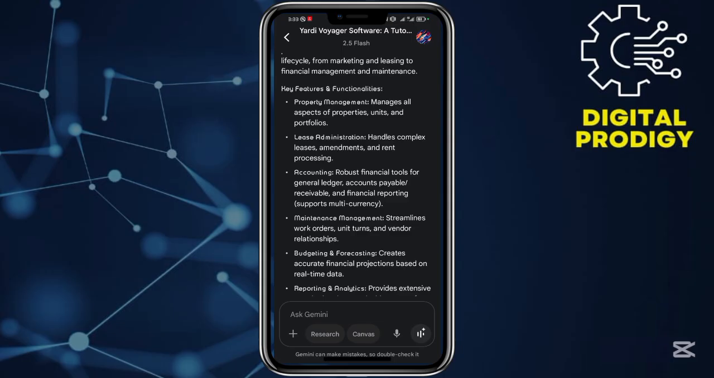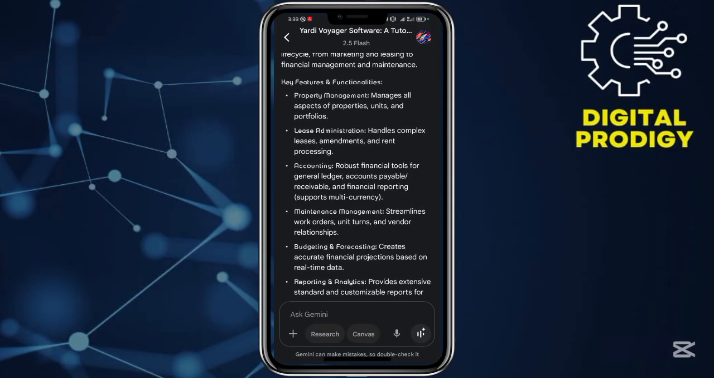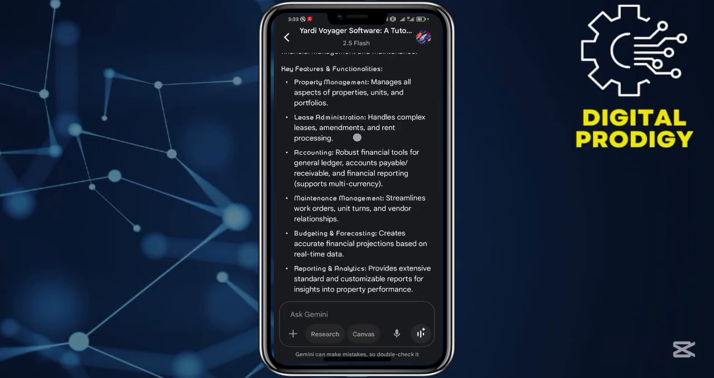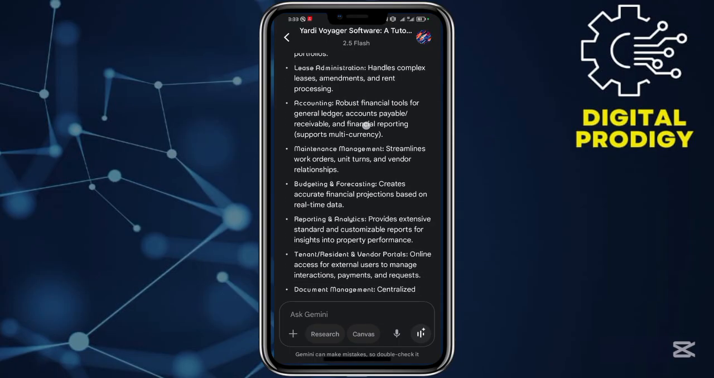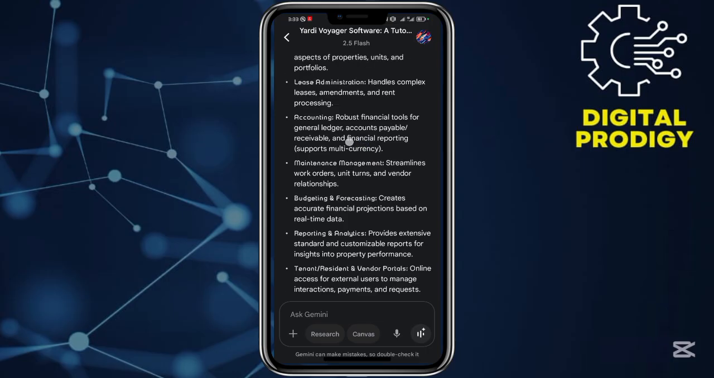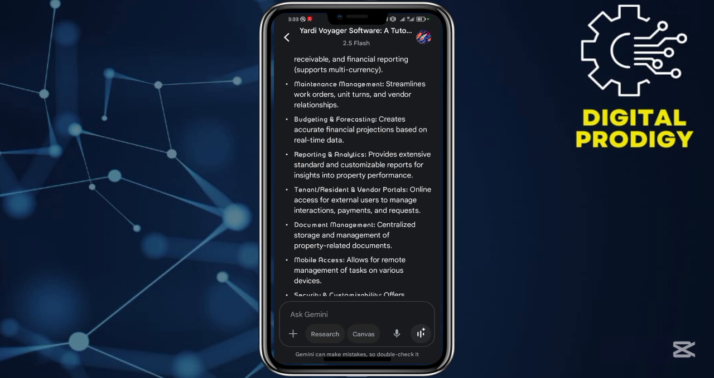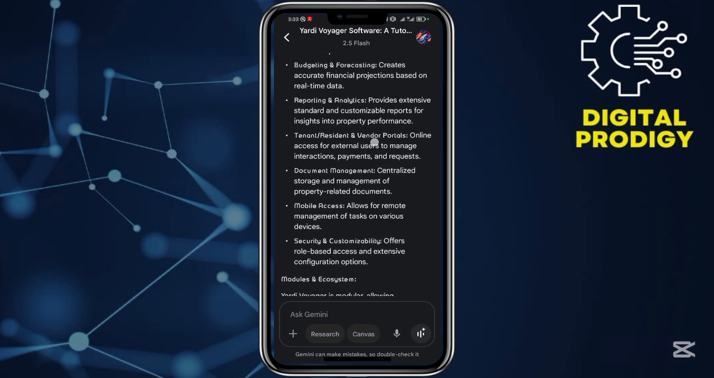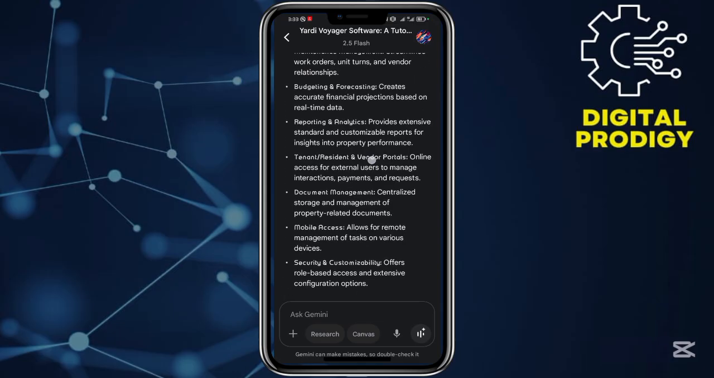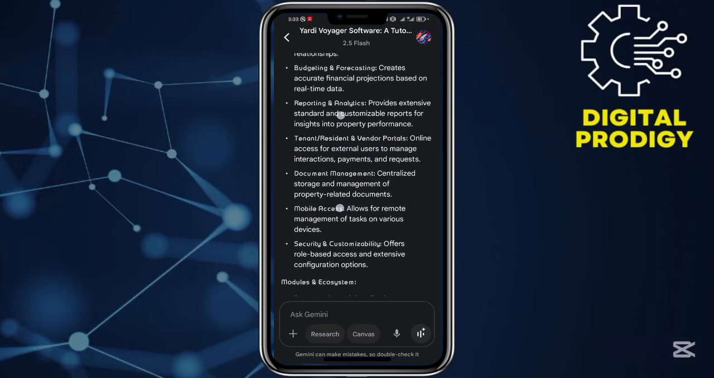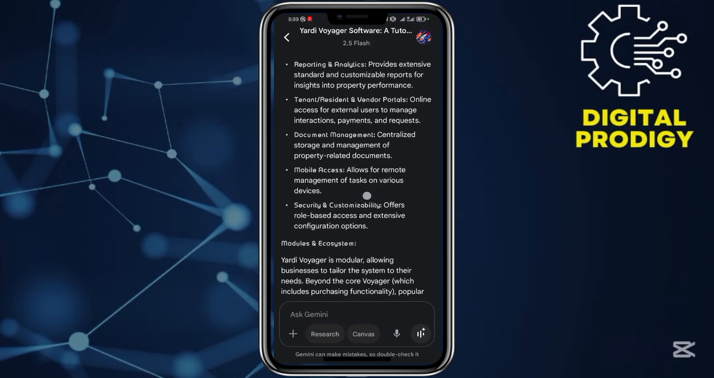We have lease administration. This handles complex leases. Of course, you know leases is for land, and also rent processing. And we also have accounting, a robust financial accounting tool for general ledgers and accounts payables, maintaining and streamlining work orders, reporting, analytics, and also tenants, residents for accessing external management and payment receipts. So guys, if at all you have your tenants, you can also use the Yardi Voyager software to manage their payments and all other things.